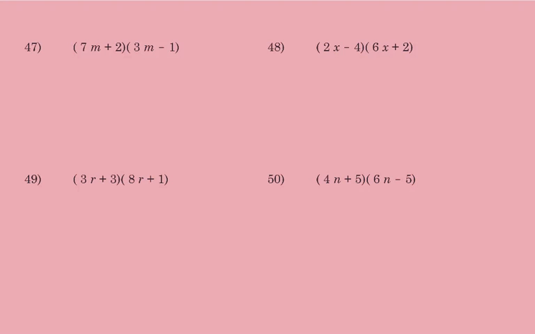All right, let's do 47. Did double distribution, which was the lesson right before this, so it should be a bit fresh in your mind. So let's just do the 7m times everything first. 7m times 3m. 7 times 3 is 21. M times m is m squared. 7m times a negative 1. 7 times negative 1. Negative 7. Keep your m.